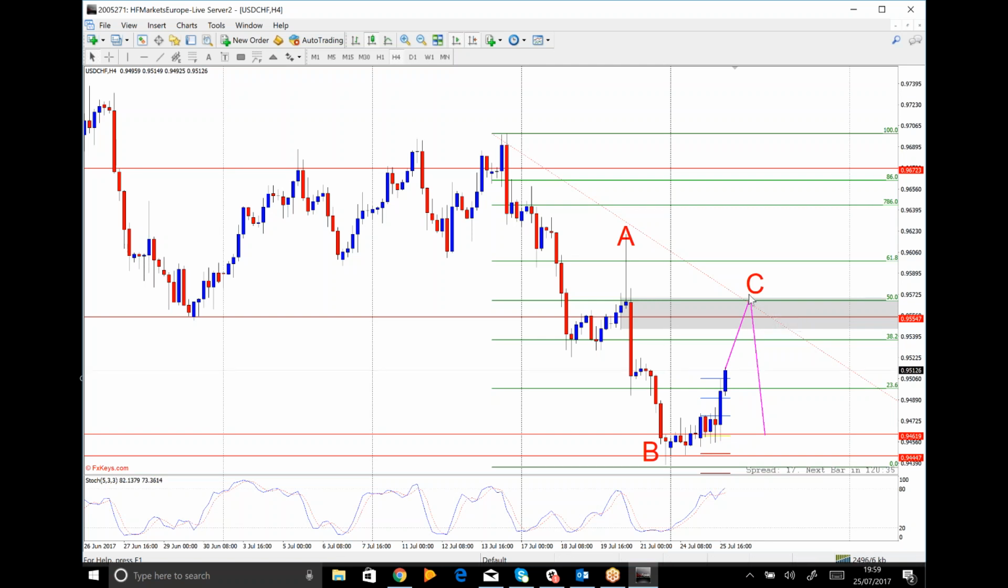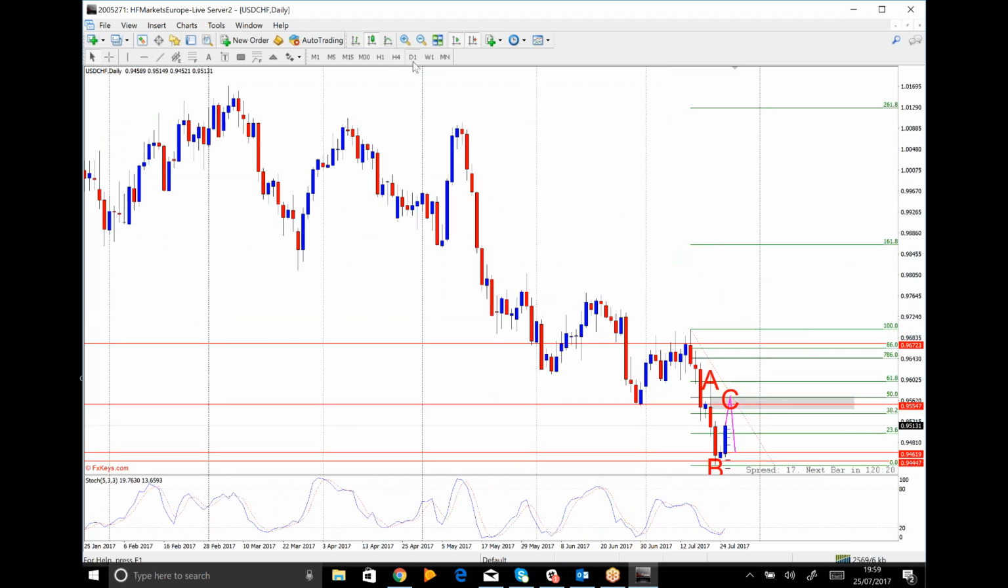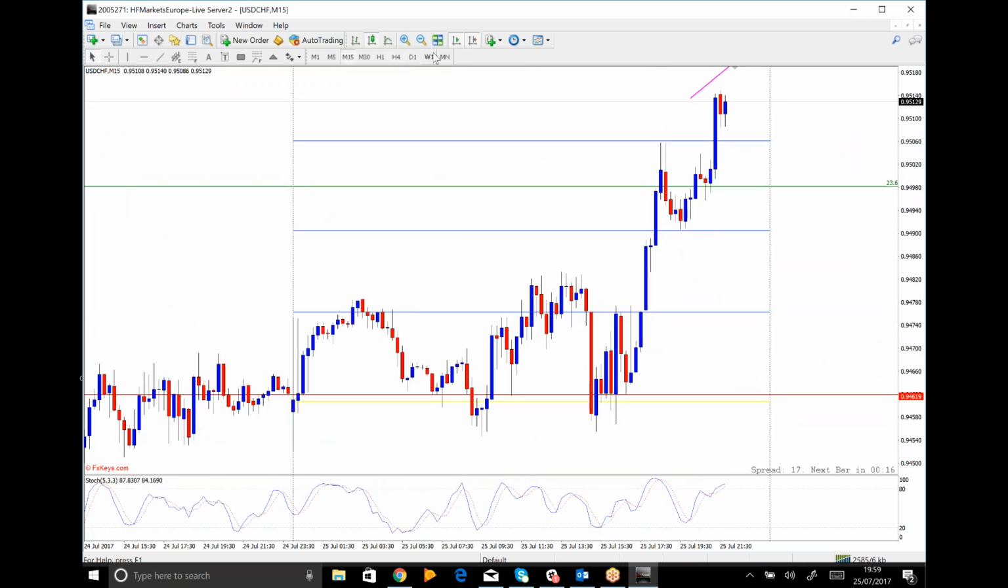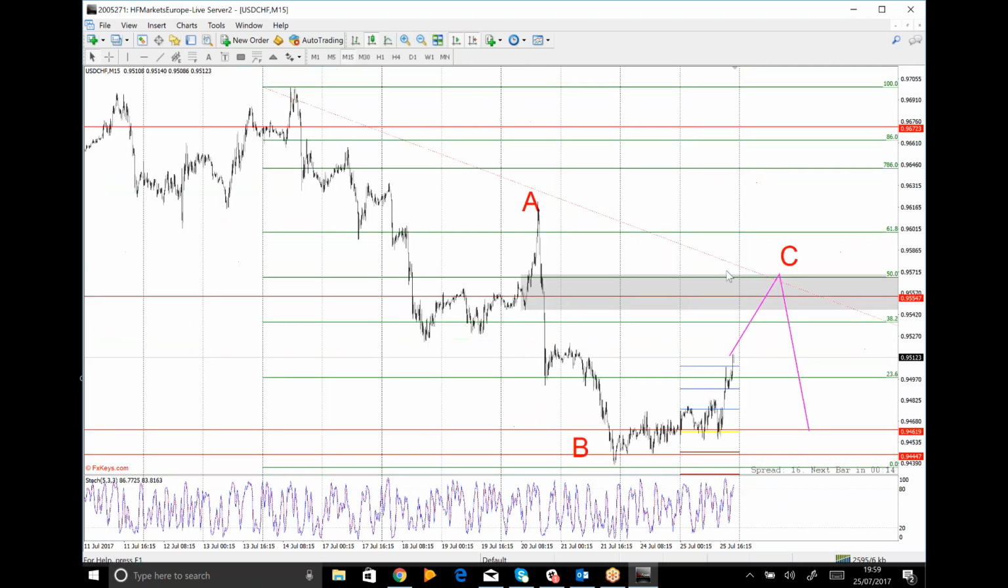I'll wait patiently, see how price reacts around this area. If we get any kind of reversal patterns going on, then I'll accept a trade from the daily zone to short, and I'll take it from a 15-minute. I want to see consolidation around this area, and then I'll take my trade.